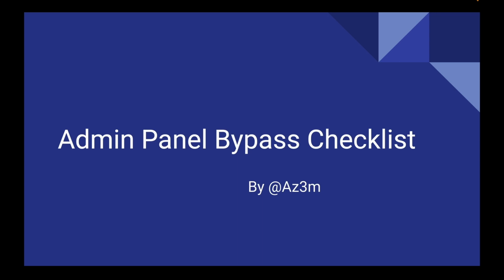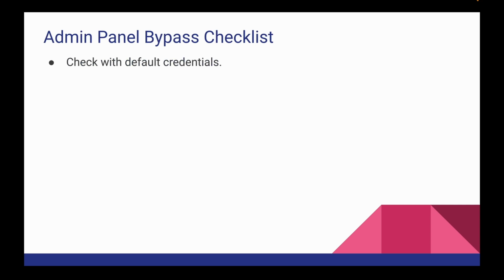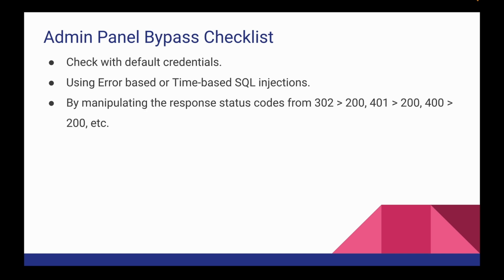One of the researchers wrote a checklist for bypassing admin panels. So here is the list. Basically, whenever you find any login page, admin login page, etc., you need to try entering default credentials of that particular application's admin portal. And the next step would be to use error-based or time-based SQL injections in order to bypass the admin login page.